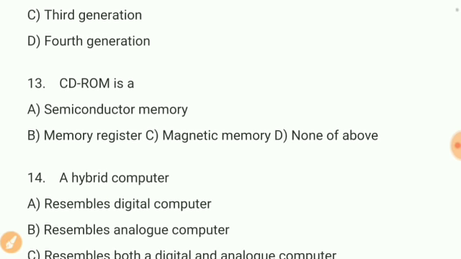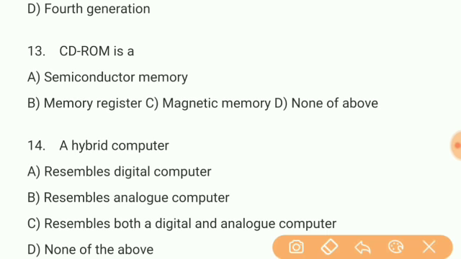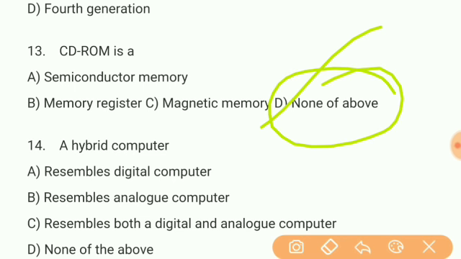Then, what is a CD-ROM? CD-ROM is none of the above. It's not a semiconductor memory, register, or magnetic memory. So none of the above will be the correct answer.